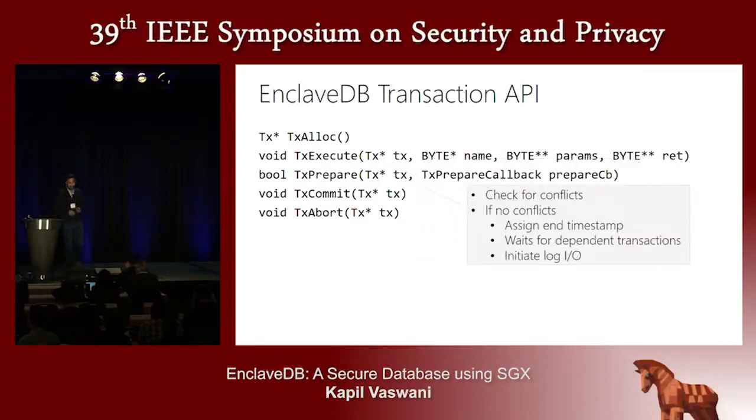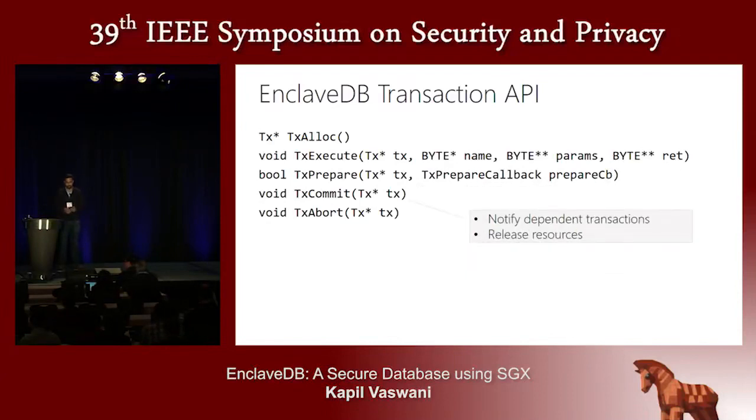Once a transaction has executed some code, the client is expected to call txprepare to try and commit this transaction. The commit is in two phases. First, you prepare the transaction commit and then do the actual commit. The prepare phase checks for conflicts, and if there are no conflicts, it assigns the transaction an end timestamp, a logical timestamp, and then waits for all dependent transactions to finish, and then initiates log IO. And this is a phase where we encrypt the log IO to disk to ensure that the state of the log doesn't leak secrets. And finally, you can call txcommit to notify all dependent transactions and release all resources, or call abort to abort the transaction.